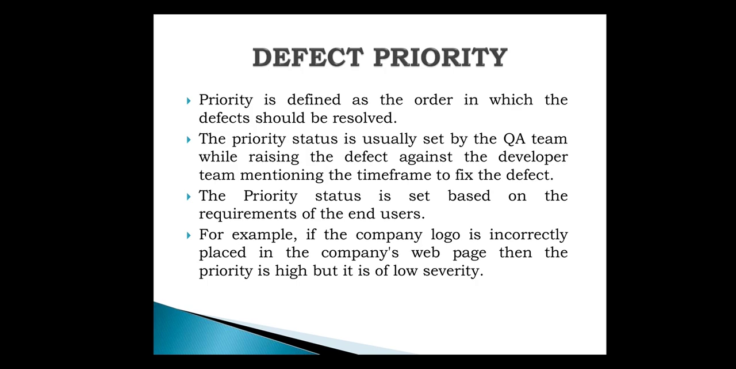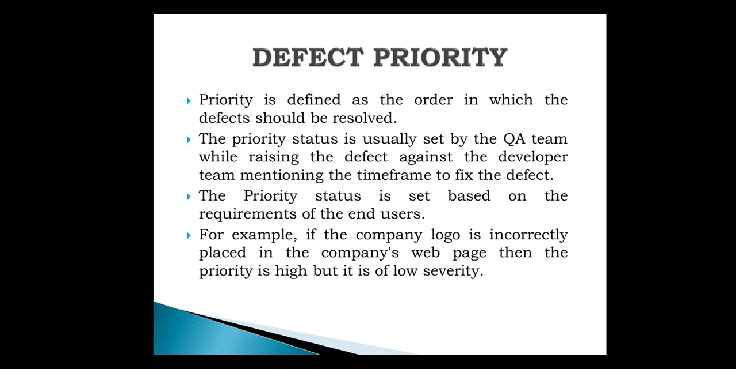Next is the defect priority. Everybody is familiar with the priority and severity. The priority is defined as the order in which the defect should be resolved. So you are going to give a numbering that says which one must be processed first, and which would be the second. The priority status is usually set by the QA team while raising the defect against the developer team, mentioning the time frame to fix the defect.